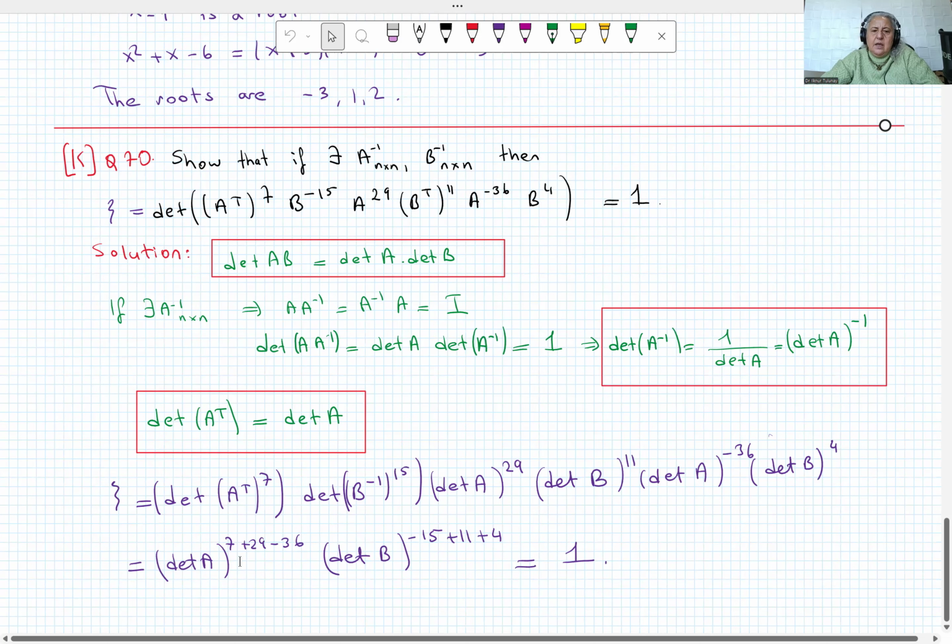So that will be 36 from here. This is plus 36 minus 36, which is 0, so that will be 1. This is minus 15 plus 15, that's 0, so that will be 1. So the multiplication 1 times 1 is 1. So that's 1. Yeah, that's all for this video.